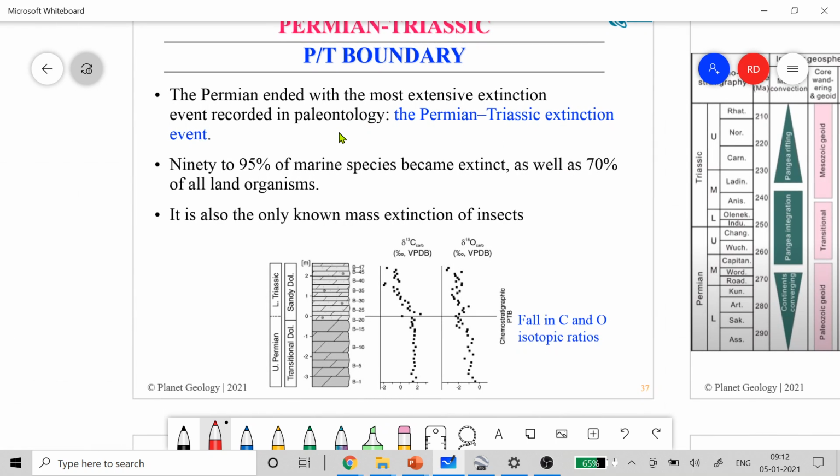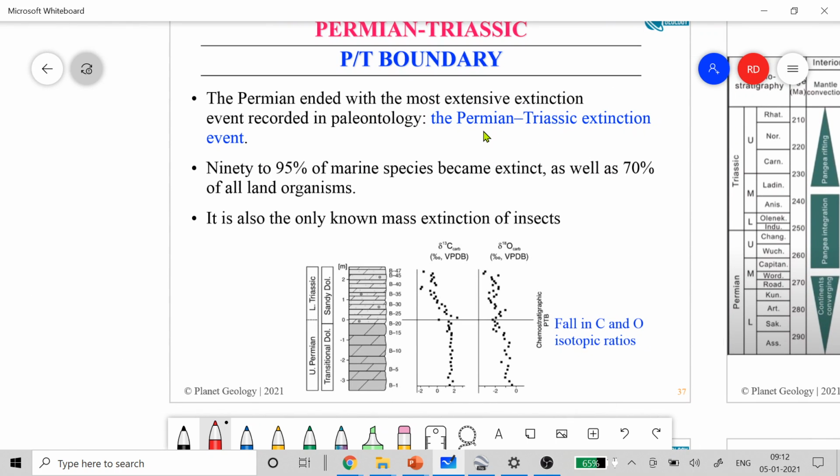The Permian ended with the most extensive extinction event recorded in paleontology. In the Permian-Triassic extinction, nearly 95% of marine species became extinct, as well as 70% of land organisms. If you look at the figure for genera, I think it will be around 80%. It is also the only known mass extinction of insects, when arthropods also underwent mass extinction. Otherwise, arthropods are very resilient, and they have gone extinct from time to time, but they have never suffered mass extinction except the Permian-Triassic mass extinction.